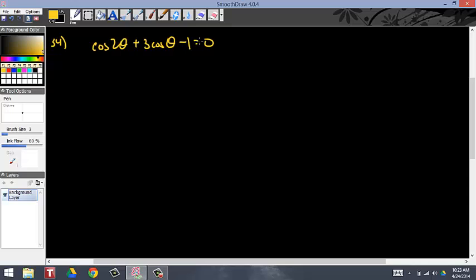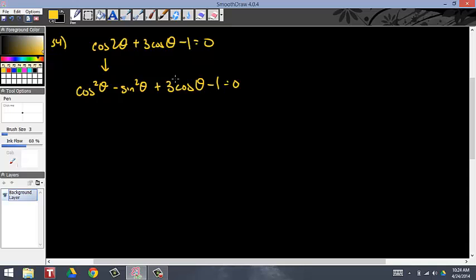Max, there's an identity in here. This cosine 2 theta plus this cosine theta tells me I have to use double angle. So what I'm going to do is take this step by step. Cosine 2 theta is really cosine squared theta minus sine squared theta, and then plus 3 cosine theta minus 1 equals 0. And then notice how I've got cosines and sines flying all over the place.